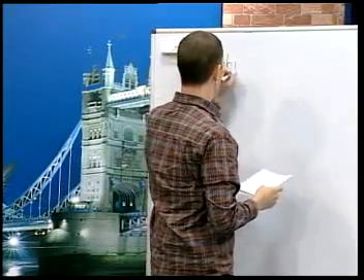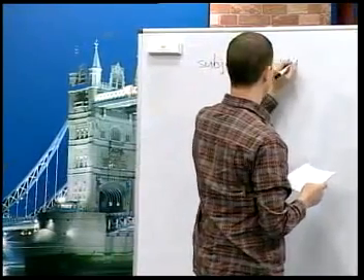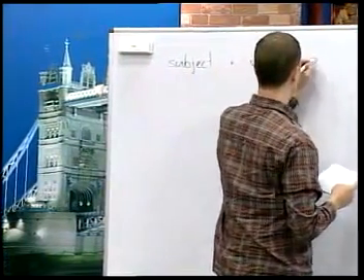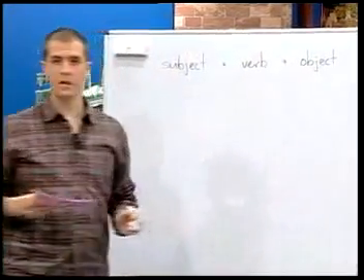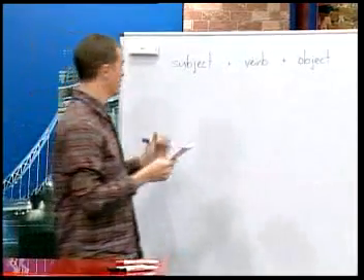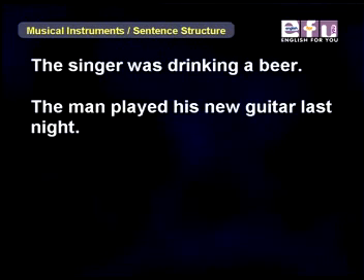Subject plus verb plus object. For example, let's put a sentence on the board. The singer was drinking a beer, and the man played his new guitar last night.